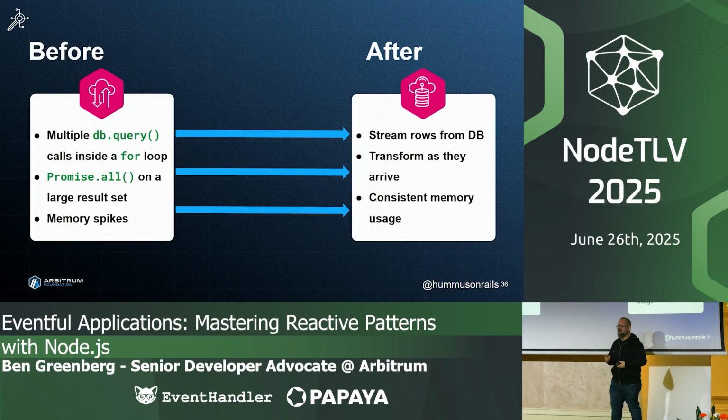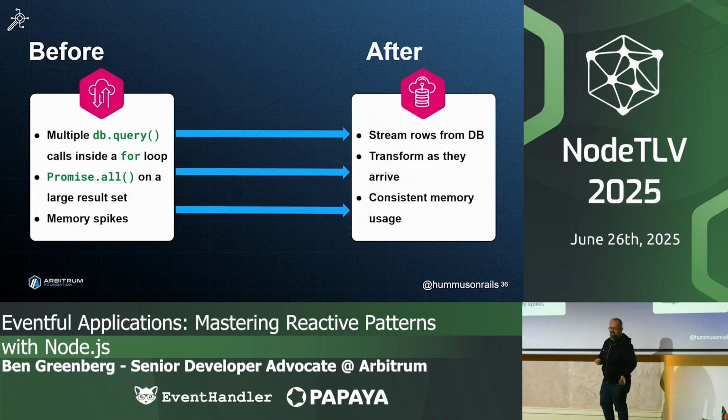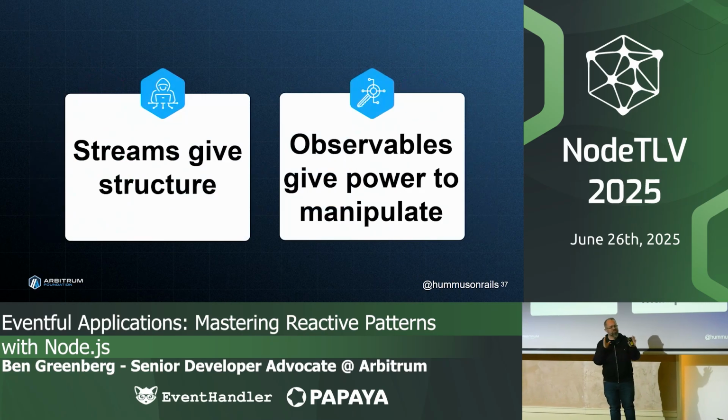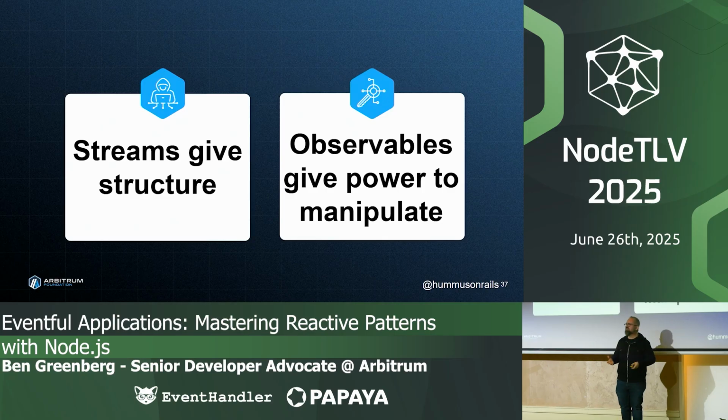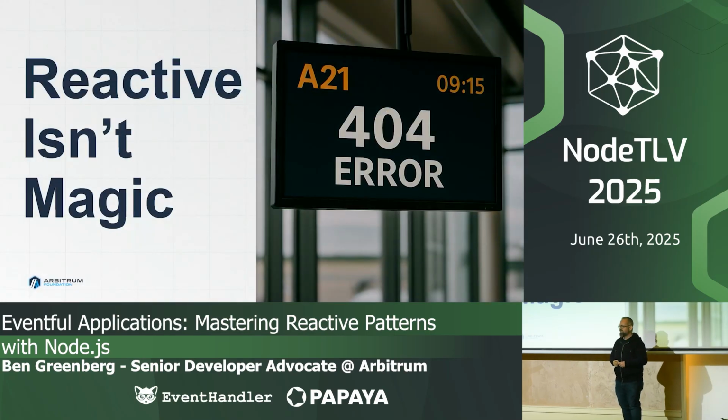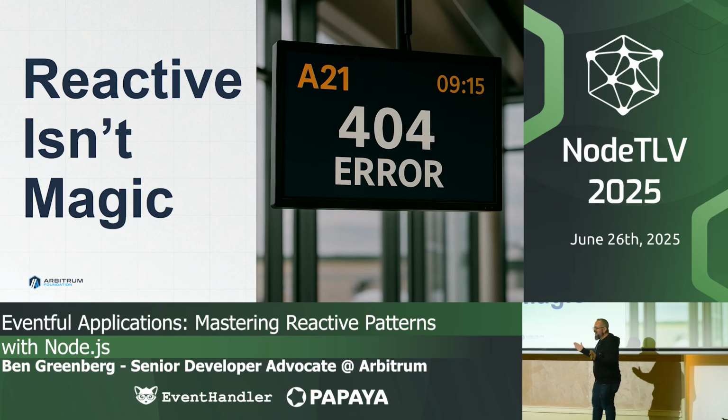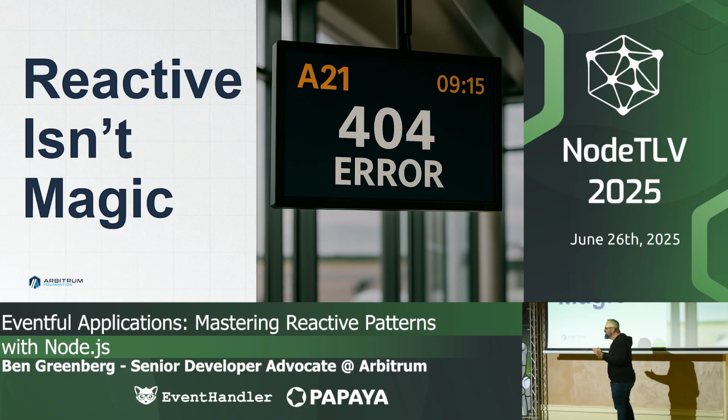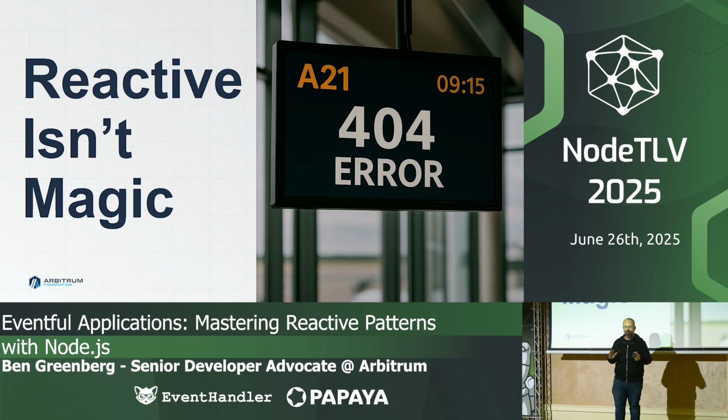So stream it. I've sold it to you. You're now all reactive developers. Stream gives you structure, and the observables give you the power to manipulate that. But beware. Buyer beware. Reactive programming is not magical. It's not something you could just drop in and not worry about it.